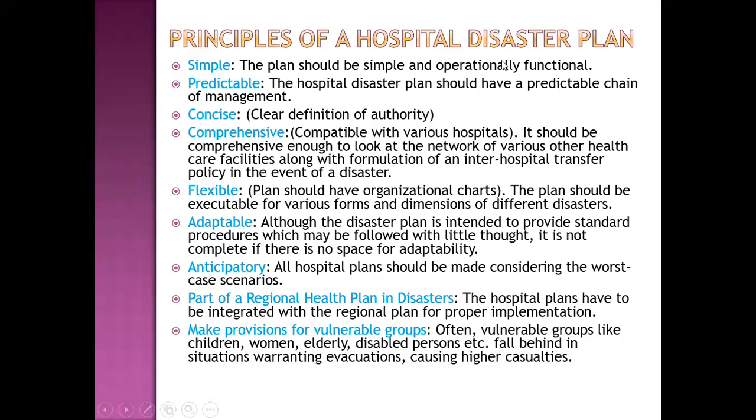So principles of a hospital disaster plan include: it should be simple and operationally functional. It should be predictable, and it should be concise as well as comprehensive. It should be flexible as well as adaptable. It should be anticipatory. It should be part of the regional health plan in disasters, and it should make provision for vulnerable groups.